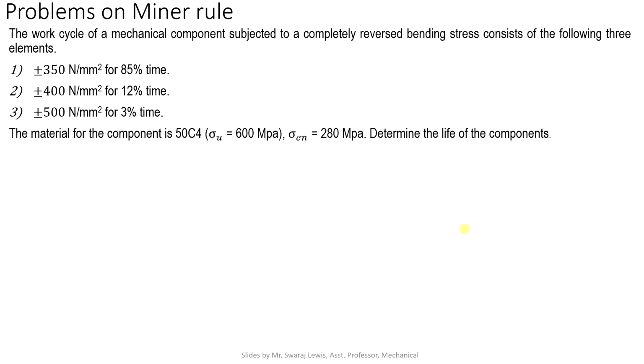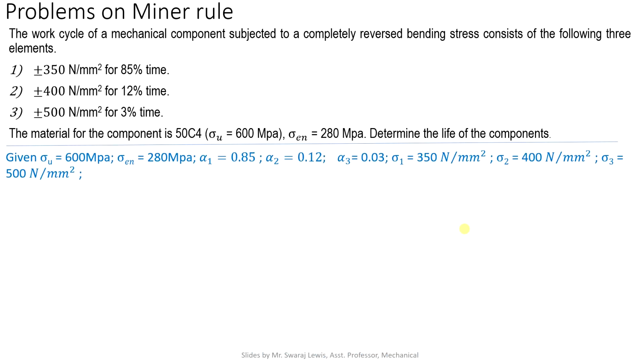The material for the component is 50C4, sigma ultimate equals 600 megapascal, sigma endurance equals 280 megapascal. Determine the life of the component. So first we are going to write what the data given are.